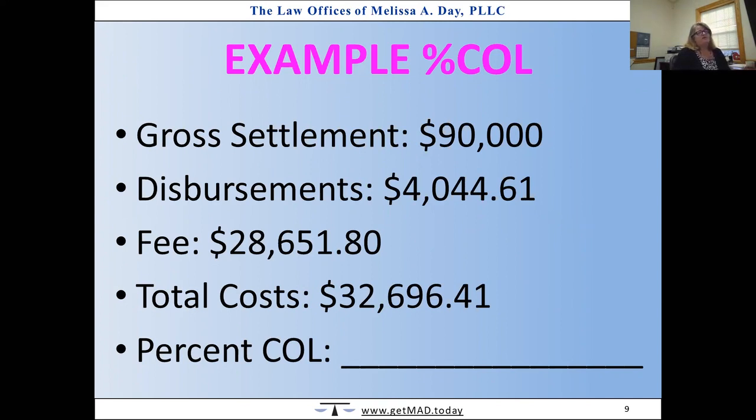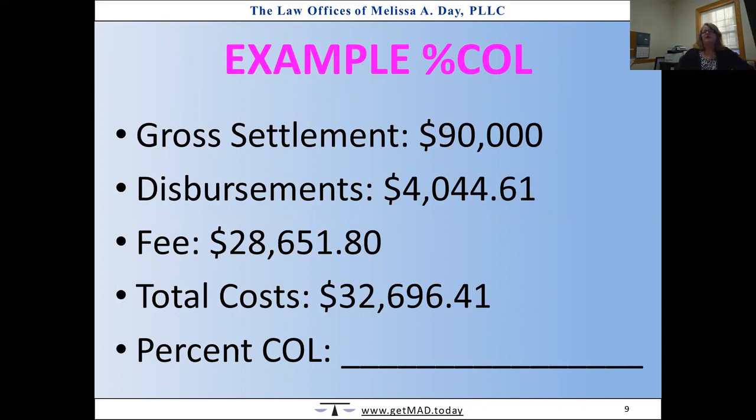The fee, therefore, was $28,651.80. That fee is calculated by subtracting the disbursements of $4,044.61 from the gross settlement and then applying a one-third contingent fee arrangement. And how the fee is calculated is determined on a case-by-case basis.